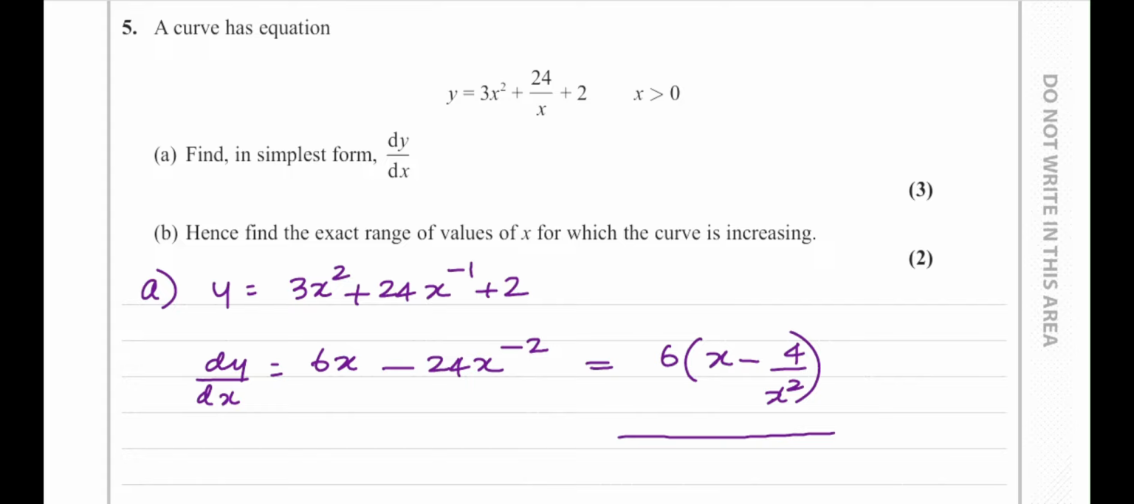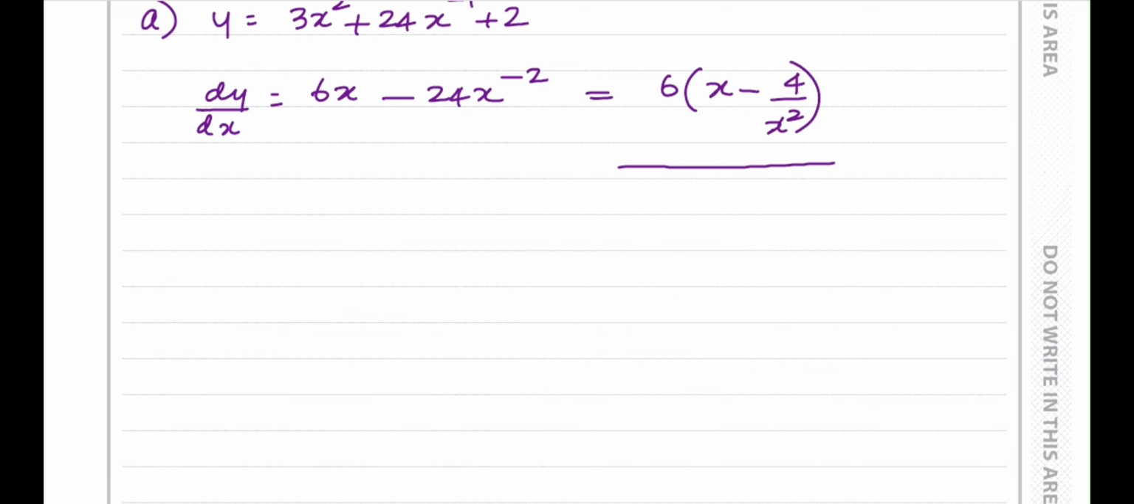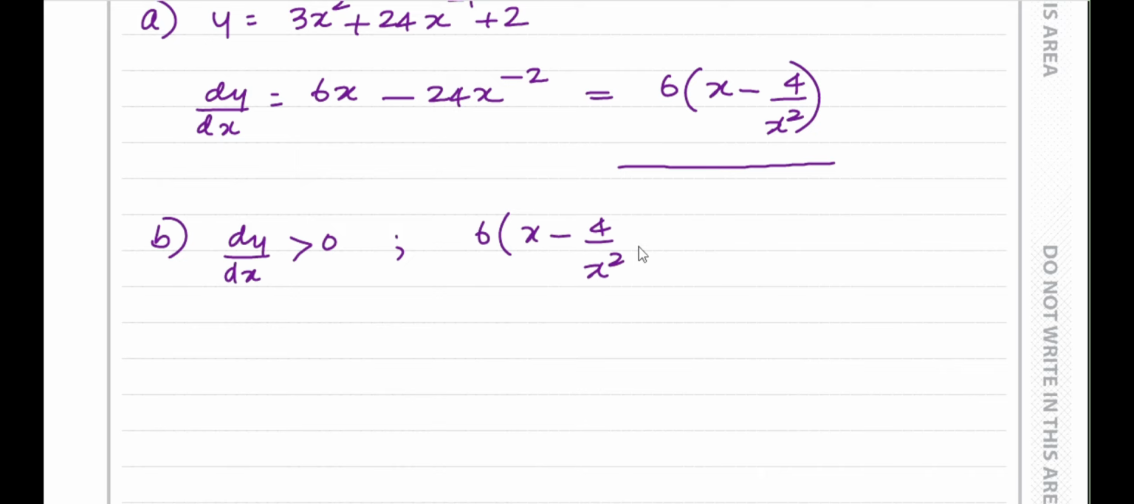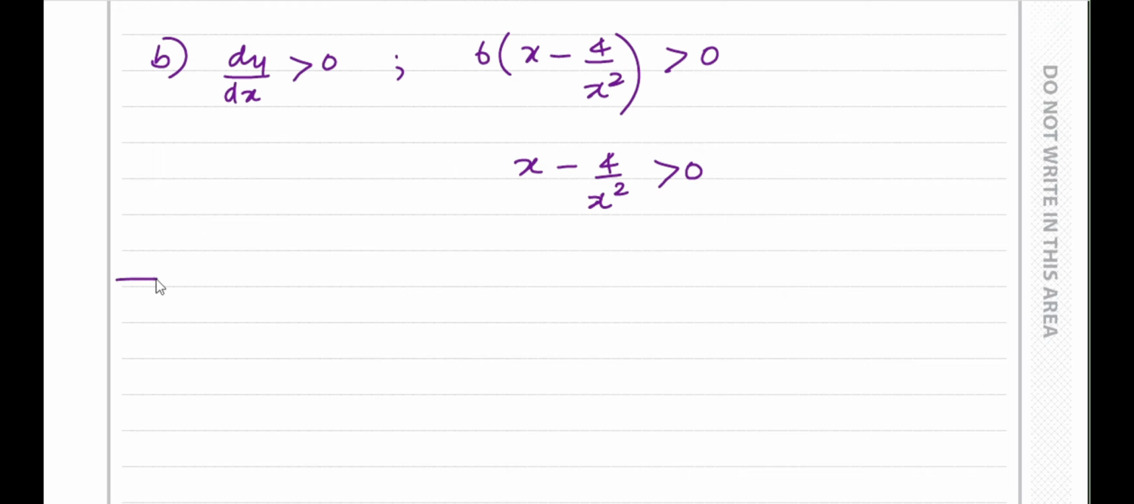Part B. Hence find the exact range of values for x for which the curve is increasing. When the curve is increasing, it means dy by dx should be greater than 0, positive. That means 6 bracket x minus 4 over x squared should be greater than 0, which means x minus 4 over x squared should be greater than 0. This follows that x cubed minus 4 over x squared is greater than 0.